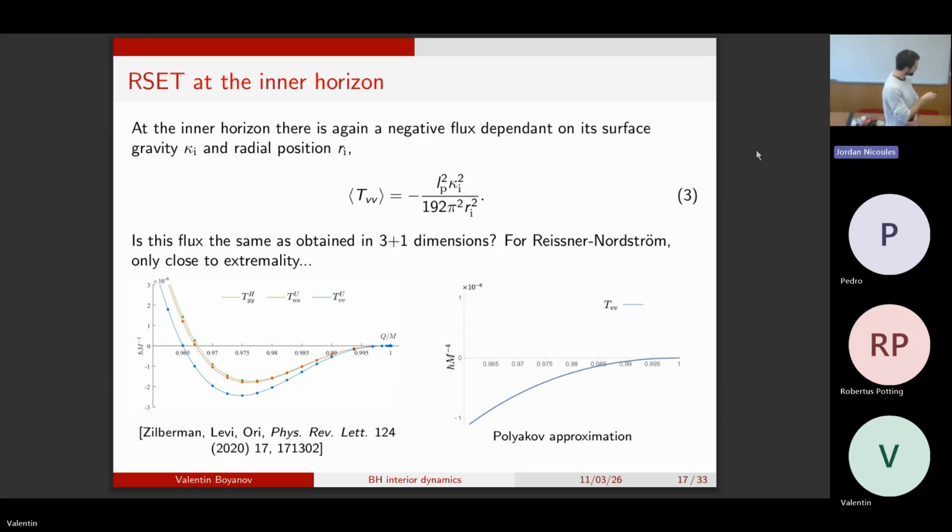And if we compare this result, which is valid also at the Cauchy horizon, the extension of this black hole, with calculations that have been performed on the Cauchy horizon in 3+1 dimensions, we see that they match close to the extremal limit, but far away from extremality the sign may change in the exact 3+1 dimensional approximation.